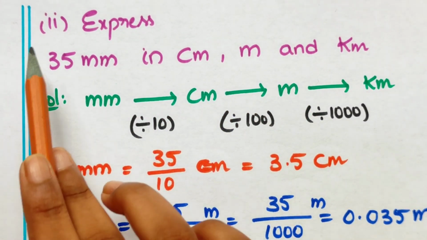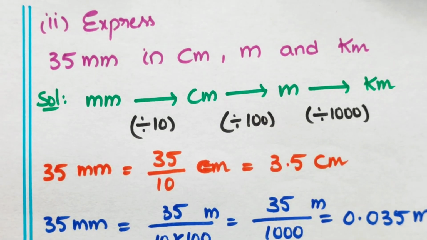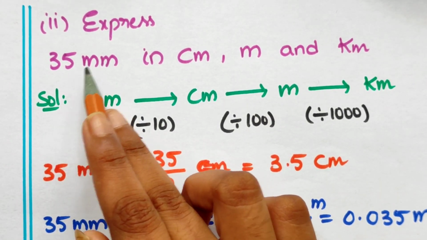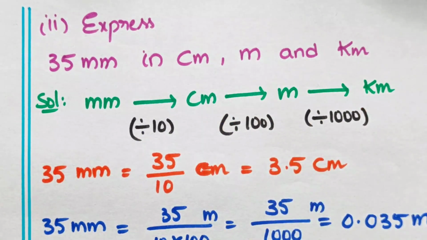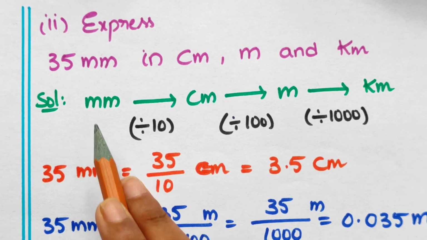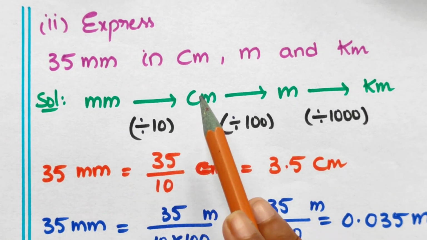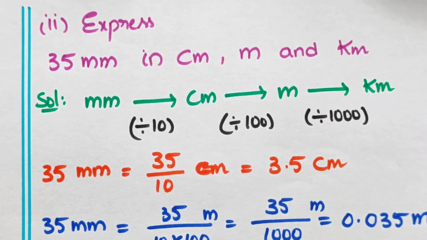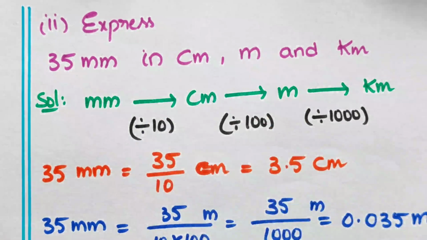Okay friends, now let us see second bit, that is express 35 millimeter in centimeter, meter and also in kilometer. Now millimeter divided by 10 we get centimeter, and centimeter divided by 100 we get meter, and meter divided by 1000 we get kilometer. Clear? Now first we should find 35 millimeter in centimeter.